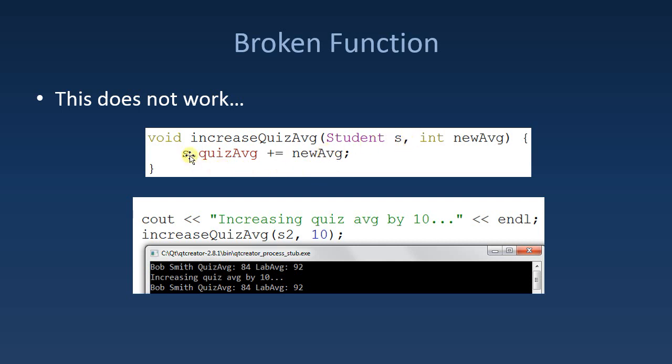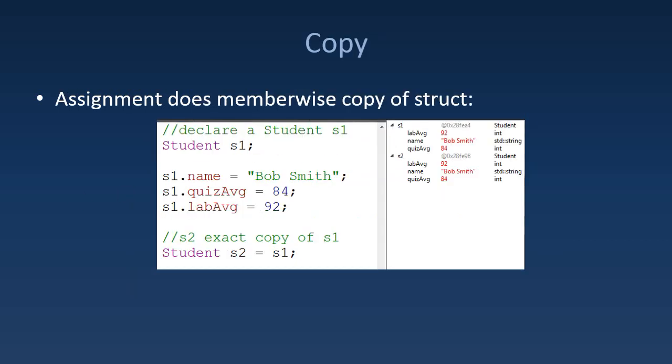Right, to student S. And so I take student 2, I pass them into this function with 10 to try and increase their quiz average. I print out Bob Smith before he goes in, increases the average by 10, print him when he comes out, and nothing's changed. So why has this happened? Well, the process of passing the student to the function is essentially doing the same thing that we did here. We're making a copy of the student.